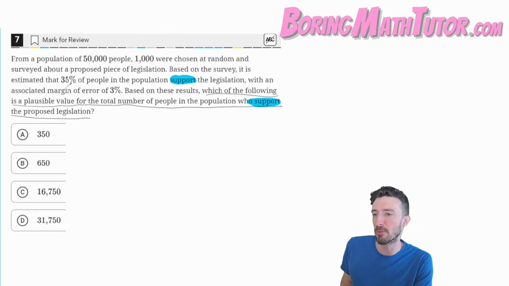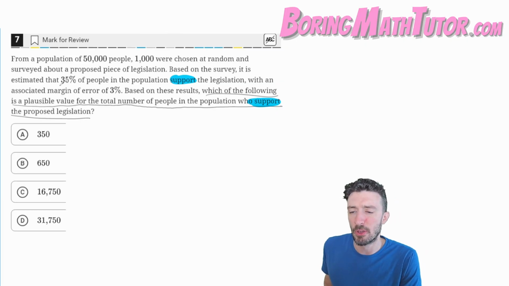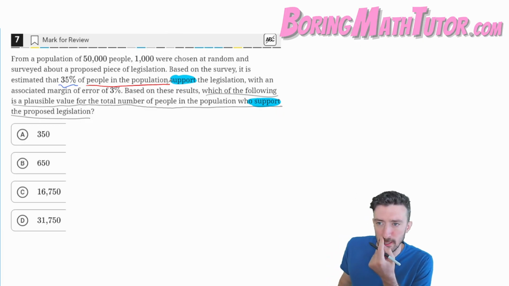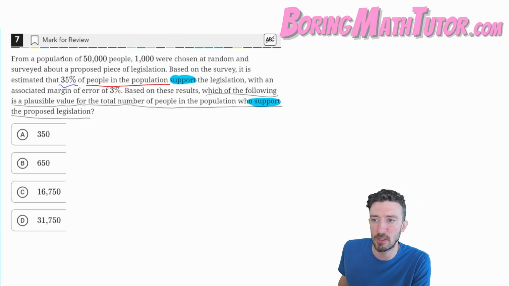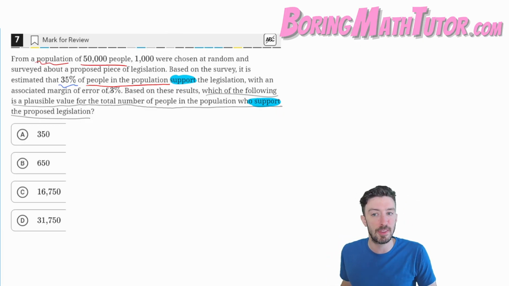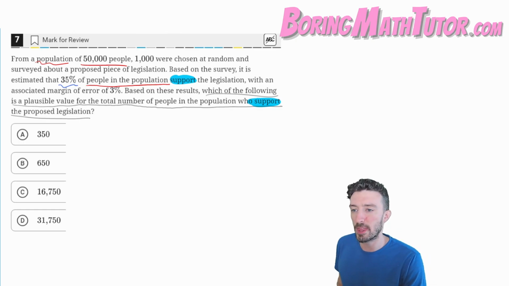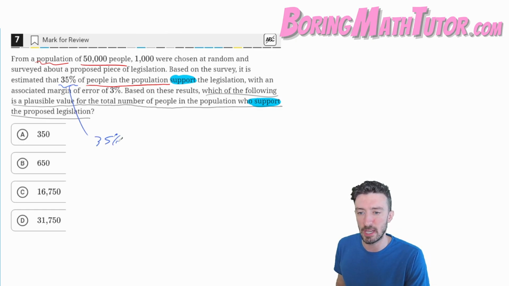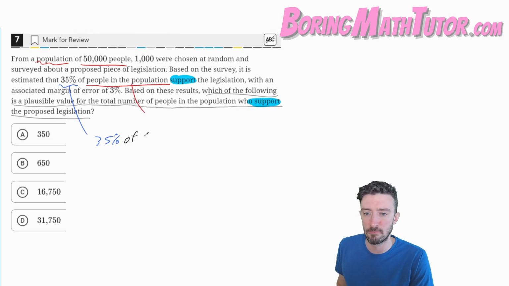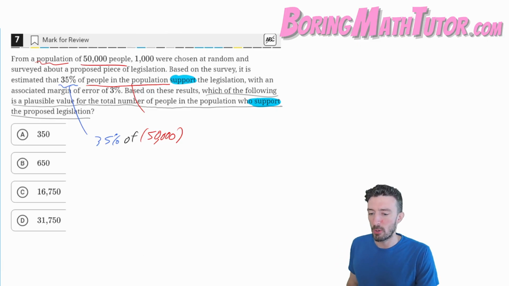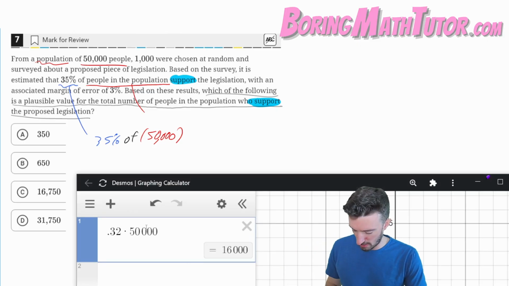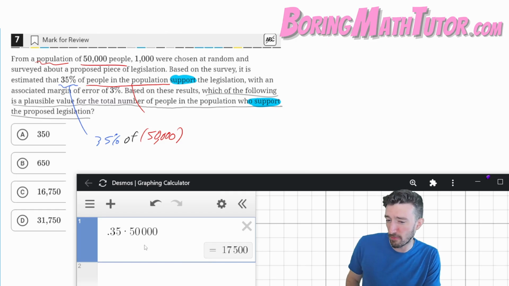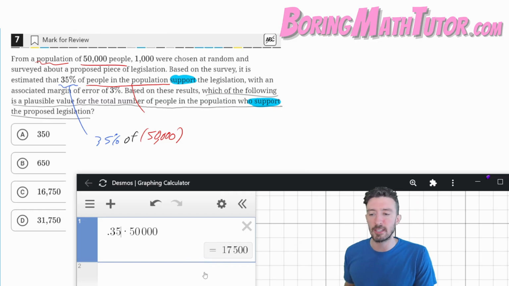Well, how many people? It says 35% of people in the population. Let's see, where do I see the word population? 50,000 people. So when they say 35% of people in the population, they could have just said 35% of 50,000. Okay, so if I go to a calculator and I type in 0.35 times 50,000, I get 17,500.